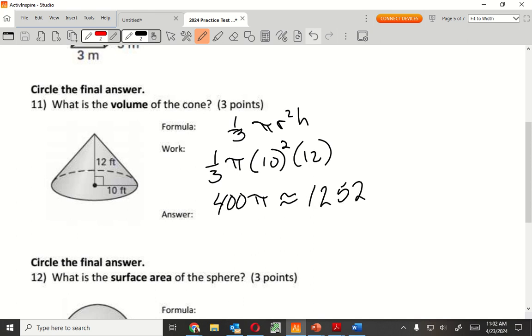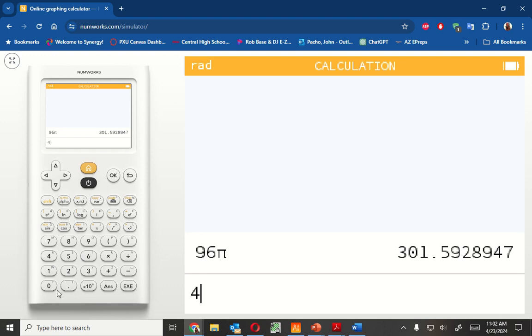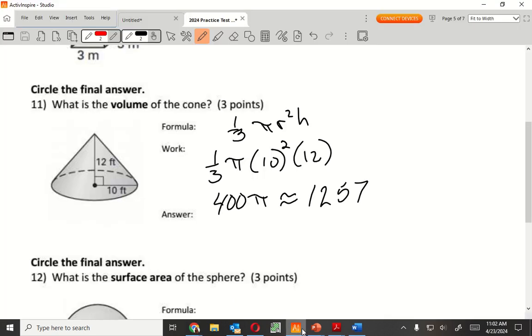1252? He said no, 12.57. Let me check it. 400 pi. I thought I wrote it right here. I thought that was 1252. Yeah, 1257, you're right. My units are feet cubed.